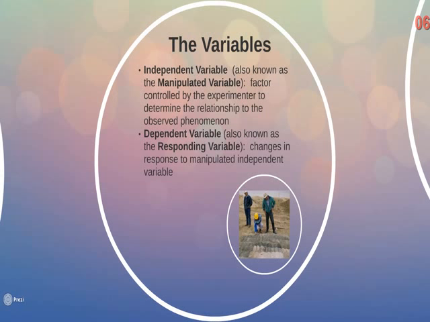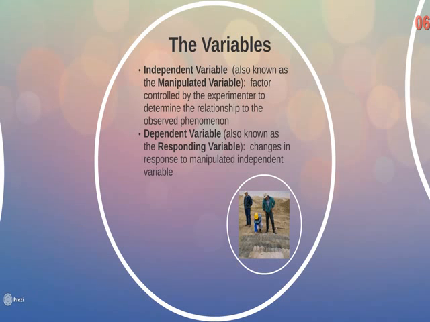Our variables are also going to be different. The independent variable is also known as the manipulated variable. This is going to be the factor that's controlled by the experimenter to determine the relationship to the observed phenomena. The dependent variable, or the responding variable, is going to be what changes in response to the manipulated or independent variable.